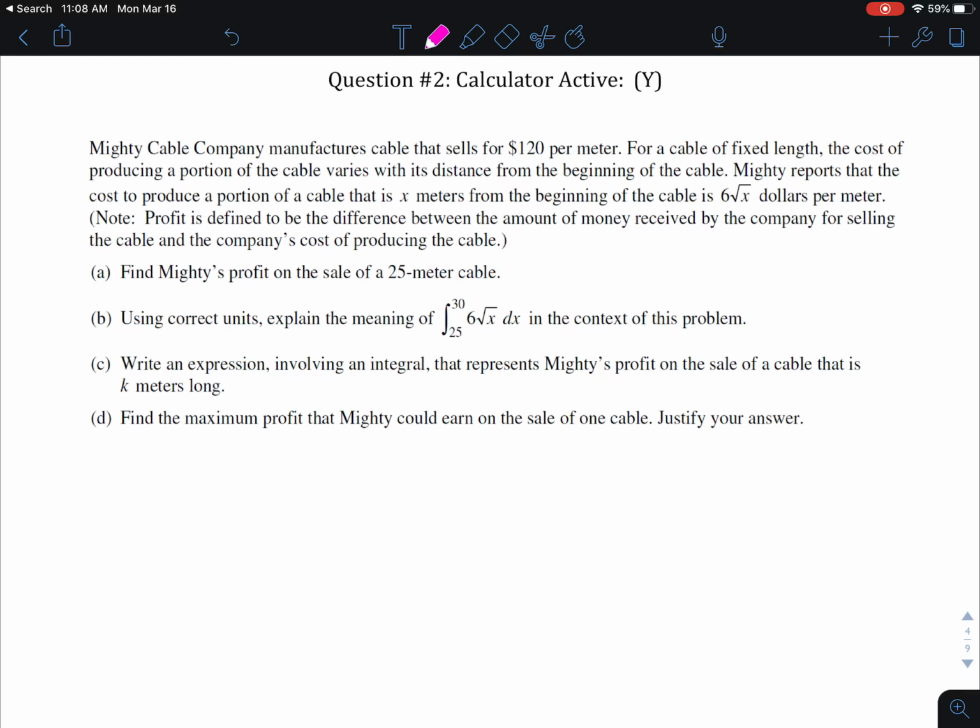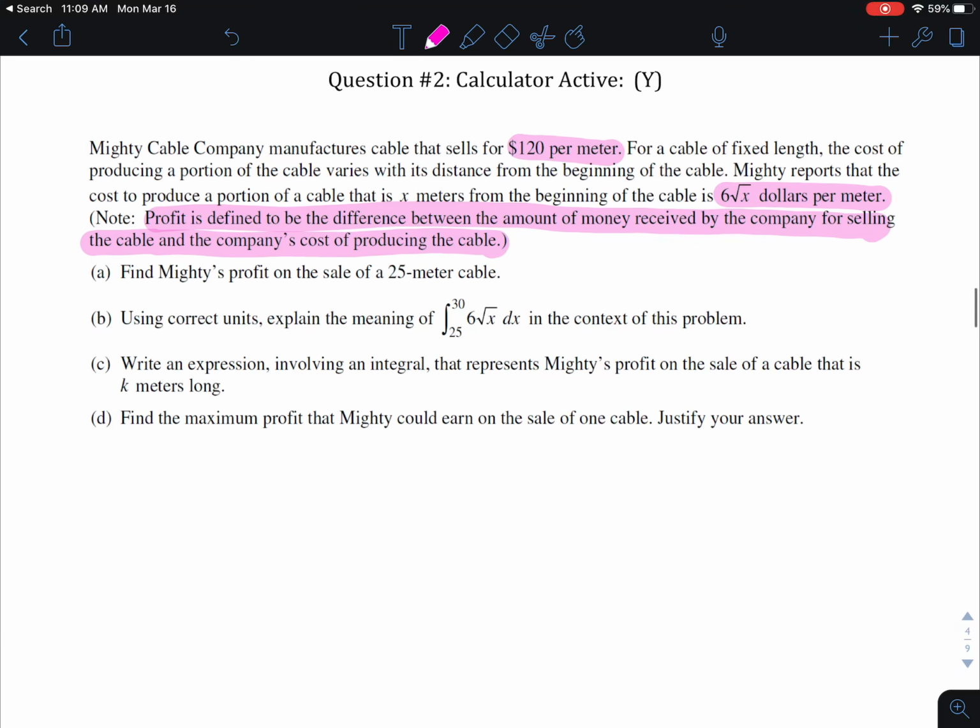The second problem I assigned for homework was the Mighty Cable Company manufacturer problem. Again, you can use your calculator on this. We did go over this in class, but I want to just reiterate that it's $120 per meter with a cost production rate of 6 root x dollars per meter. And then it talks about profit being defined as the difference between the money you receive and the cost of producing.